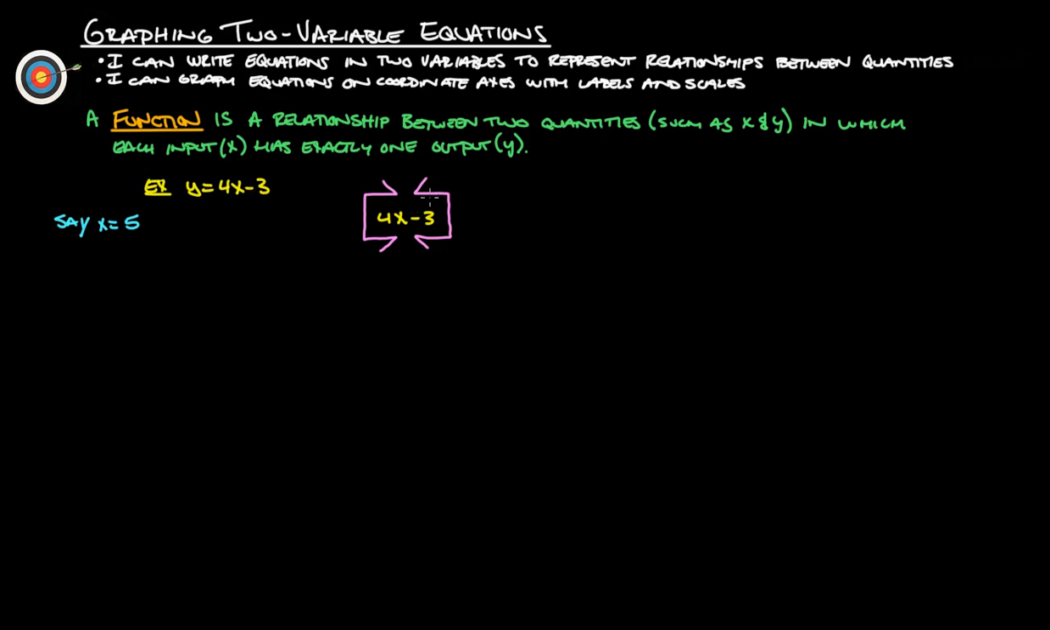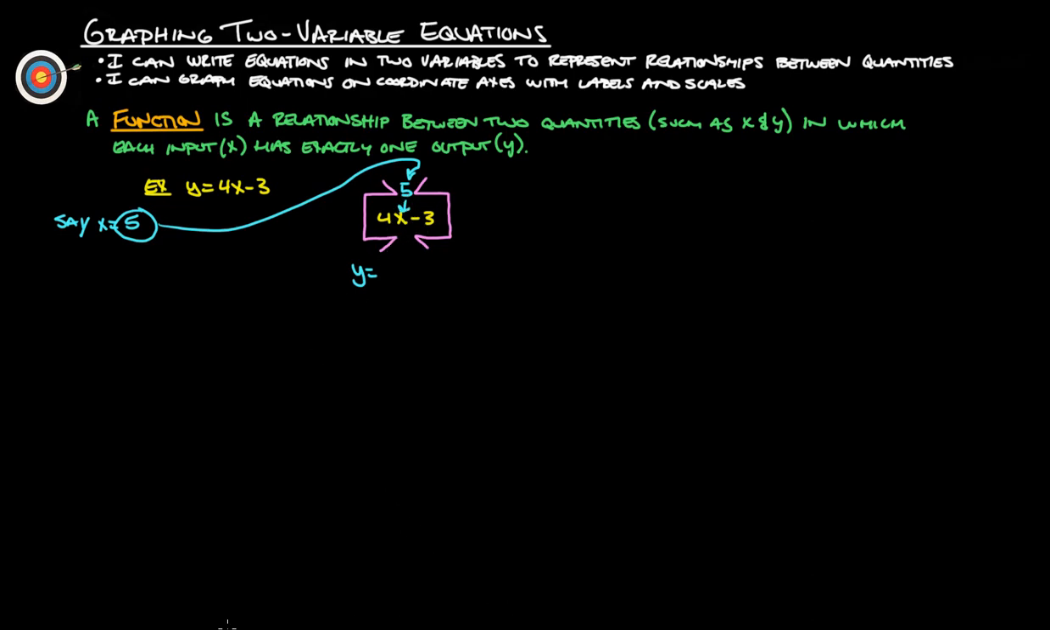I'm going to put this into what we call a function machine. I actually learned this in college and it might help you understand this a little better. So here's our equation, y equals 4x minus 3. Whatever comes out here is going to be what y equals. Let's say x equals 5. So 5 goes into this function machine and it replaces all the x's.